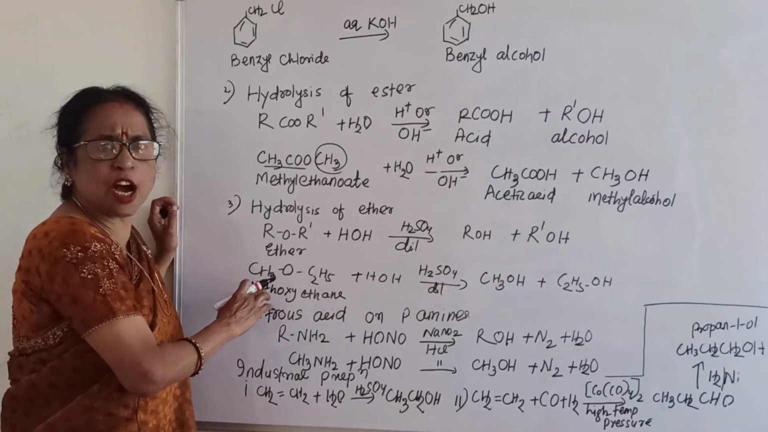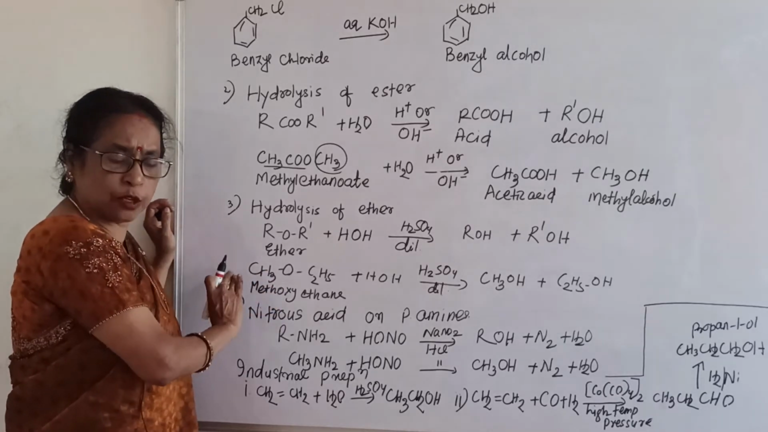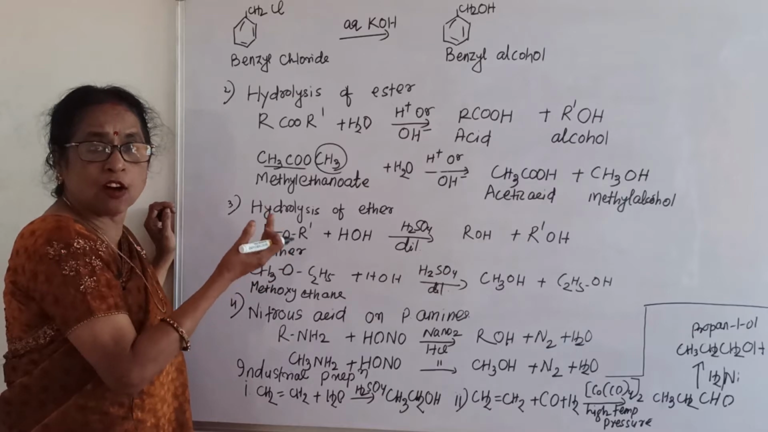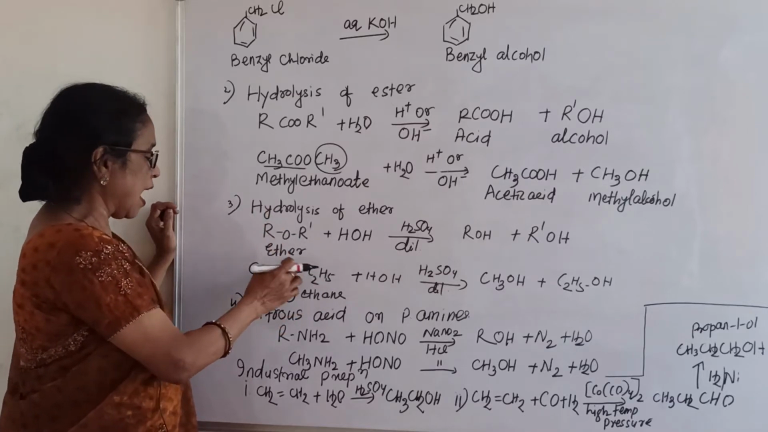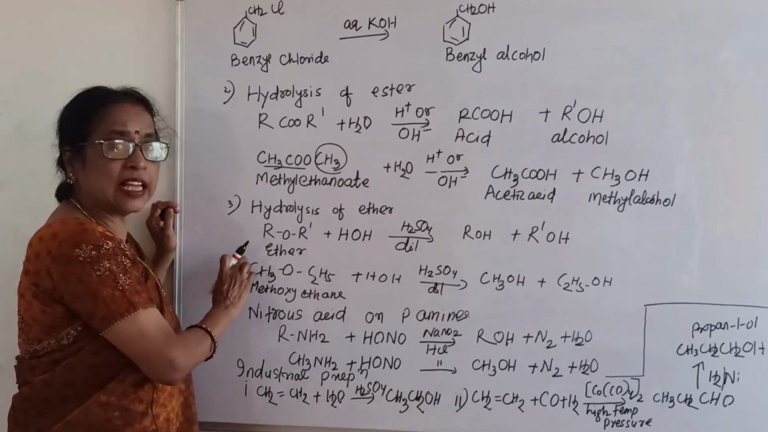Now this is one example of ether. See, one side methyl group, other side ethyl group. Common name, what is that one? According to alphabetical order, ethyl, methyl, ether. What is the name? Ethyl methyl ether.